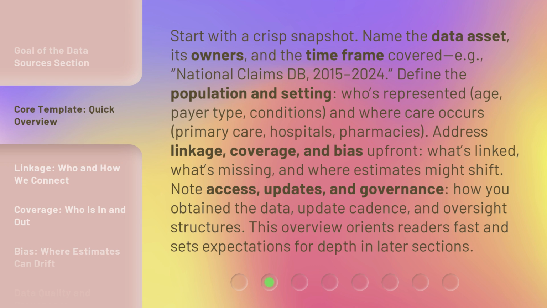Address linkage, coverage, and bias up front. What's linked, what's missing, and where estimates might shift. Note access, updates, and governance: how you obtain the data, update cadence, and oversight structures. This overview orients readers fast and sets expectations for depth in later sections.